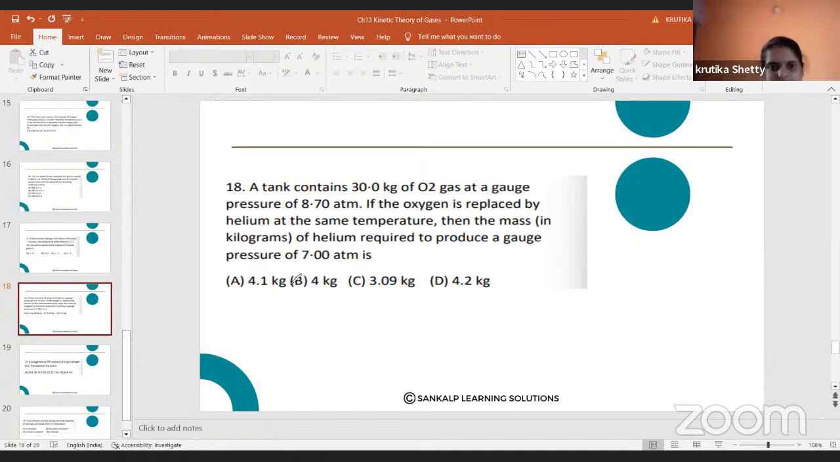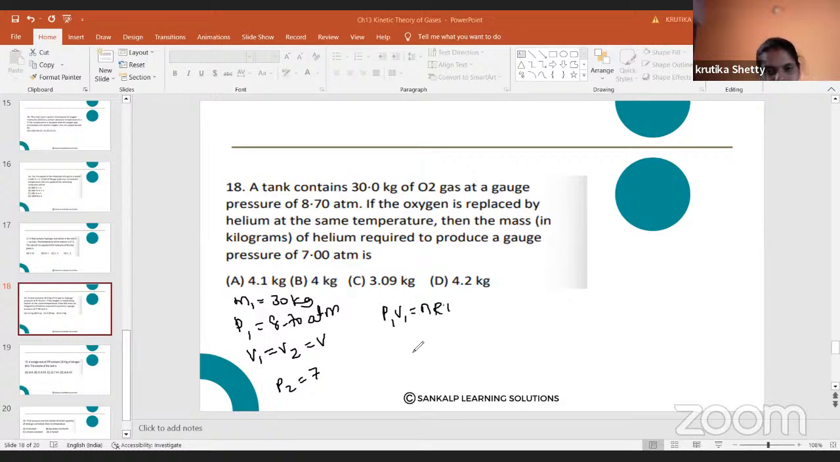So first, mass is given as M1 is equal to 30 kg. Then the pressure is 8.70 atmosphere. Then I'll take V1 and V2 as the same, that is V. For the helium atom, the pressure is given as how much? That is 7 atmosphere, right? So now we can use the equation PV is equal to nRT. We don't know the n value. So what I'll do here, I'll take it as M1 upon mRT. So V1, now we call it V, therefore V is equal to M1. M1 is how much? It is 30.